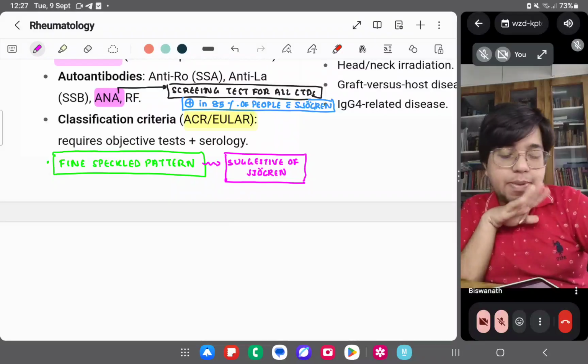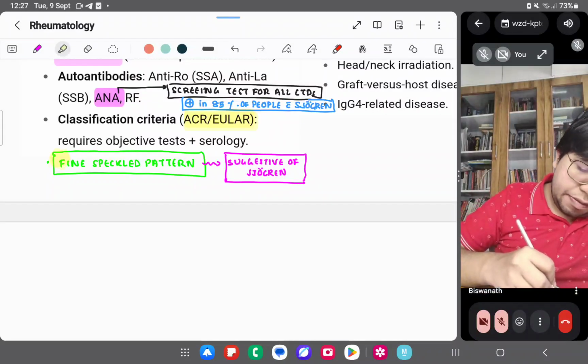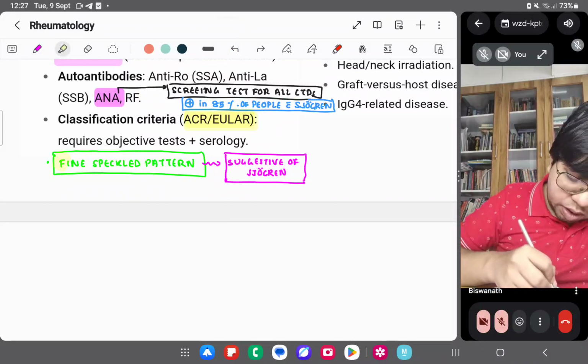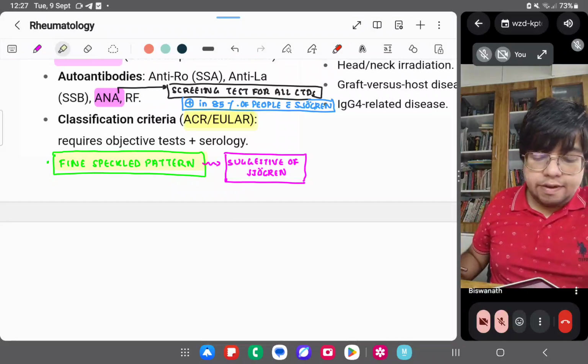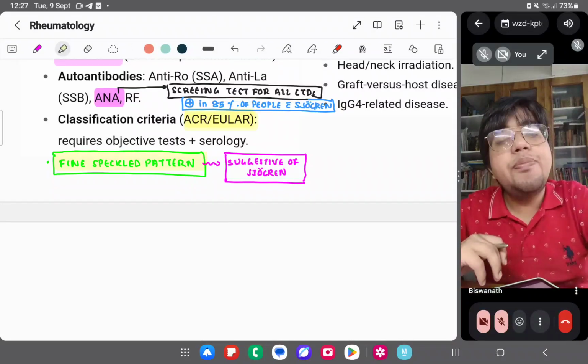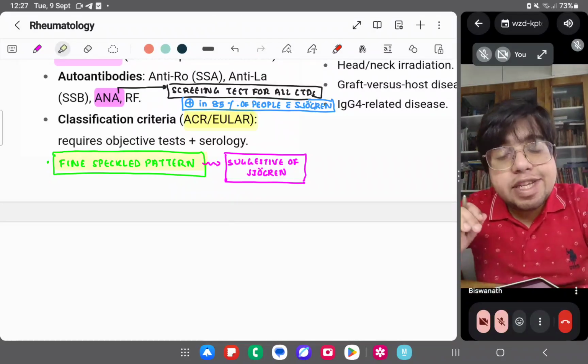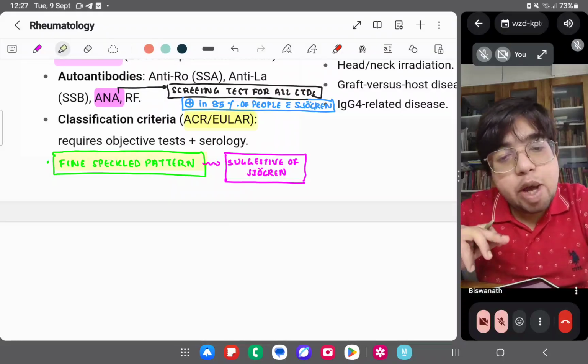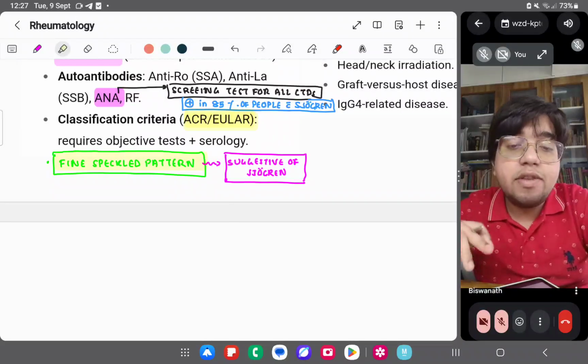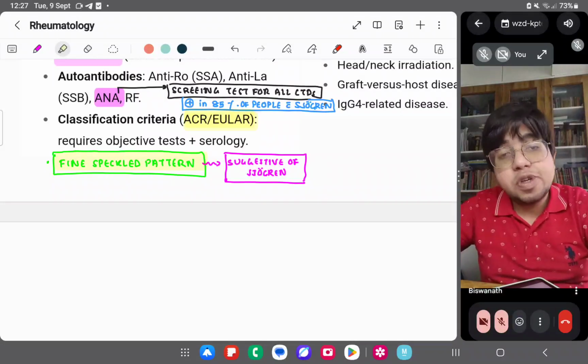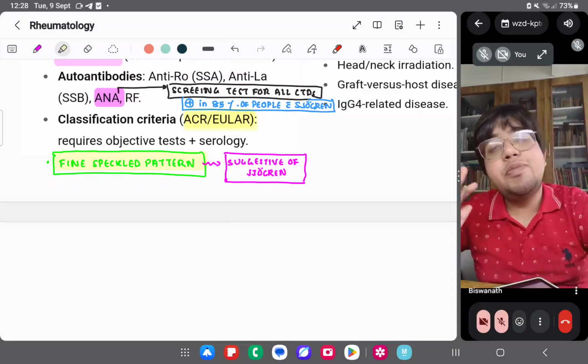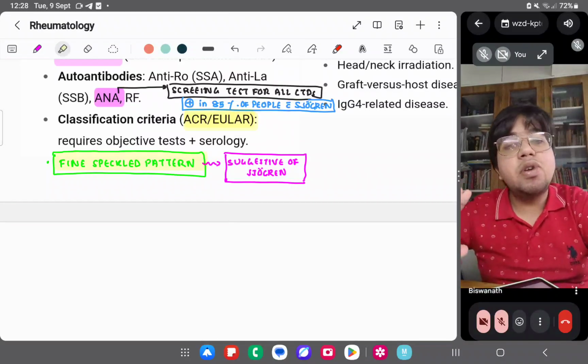So fine speckled pattern suggestive of Sjogren. This you have to keep in mind. Fine speckled suggestive of Sjogren. And the investigation of choice is salivary gland biopsy. This is the gold standard, the investigation of choice, that is focal lymphocytic sialadenitis. The focal lymphocytic sialadenitis is pointing towards Sjogren syndrome.